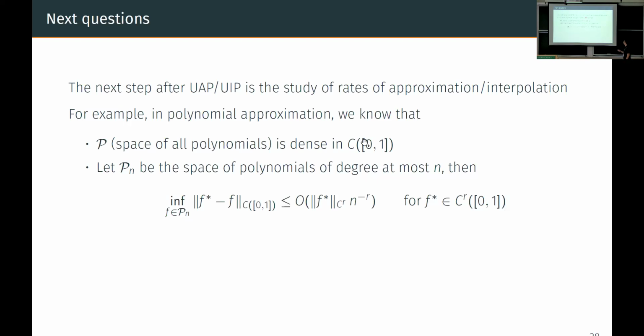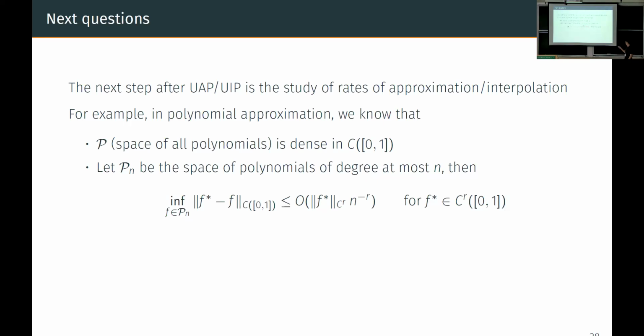This result due to Jackson shows that if you restrict these polynomials to be of degree at most n, so you can think of it as a network of size n, then the approximation error decreases as n to the minus r, where r is the smoothness of your target function, and the error is proportional to the C^r norm of your target function.